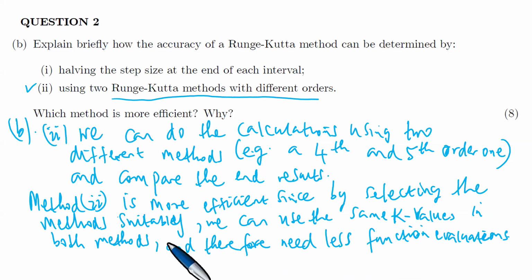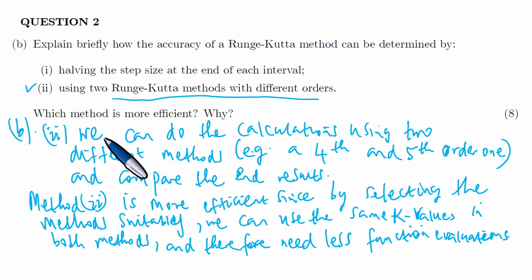Okay, let us look at this. So here we provided 2 answers to B second Roman figure, when we're saying if you use 2 Runge-Kutta methods with different orders, we can do the calculations using two different methods, e.g. fourth order and fifth order, but there's no highest order. You can go to infinity with the orders of the Runge-Kutta. So we can choose fourth order and fifth order and compare the end results.